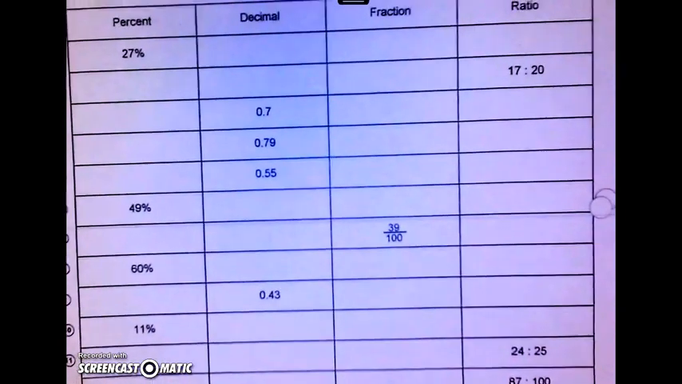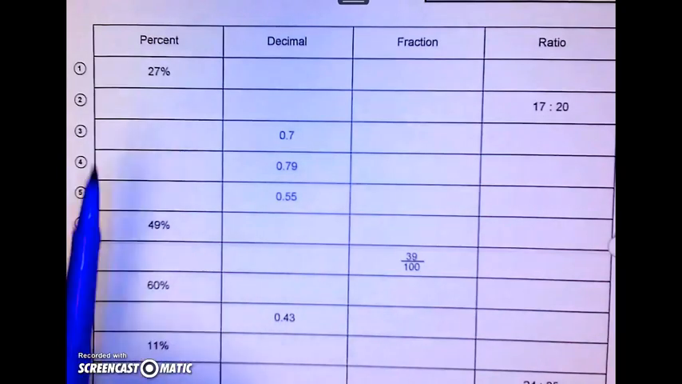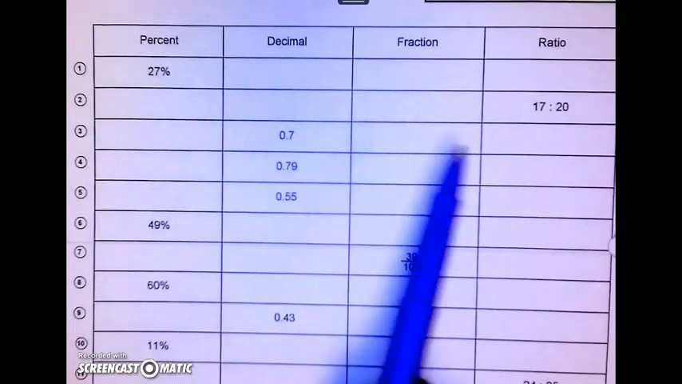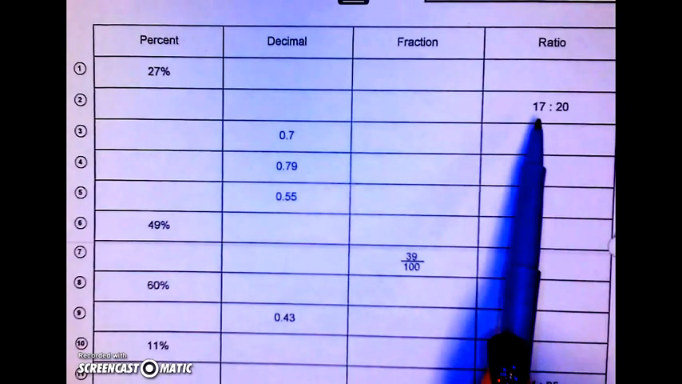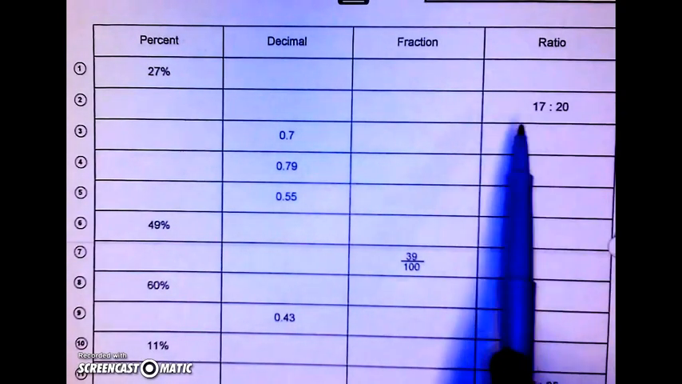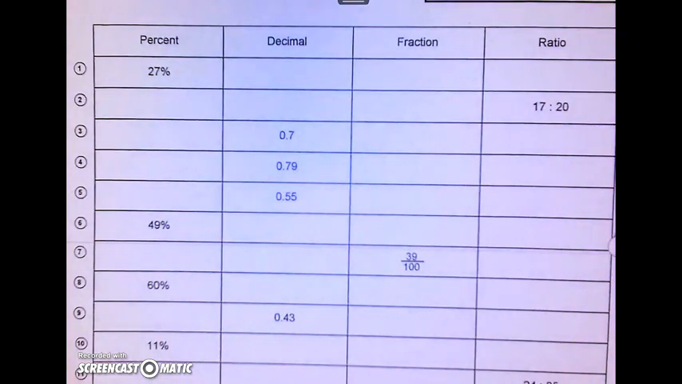Alright, hey guys, we're going to be doing a video today about this table right here, and we're going to convert between percent, decimal, fraction, and then writing the ratio. Okay, so the ratio is just the fraction written horizontally, so that's nothing to be super scared about. So I'm going to work number 2 first.